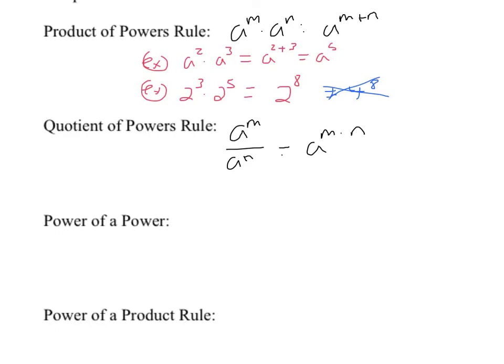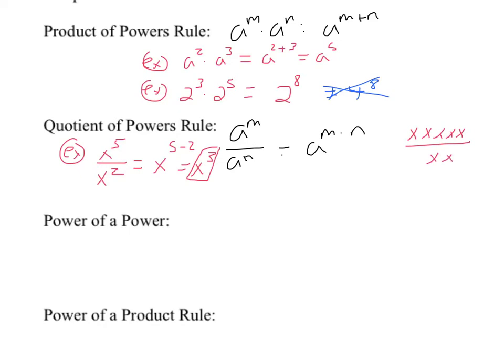So a common example there would be x to the fifth over x to the second. And that would be x to the 5 minus 2, which is equal to x to the third. Now again, longhand, we would have 5 x's on top, 2 on the bottom. We'd cross out 2 of them, and we would end up with x cubed. So it's just a shortcut way of handling it.